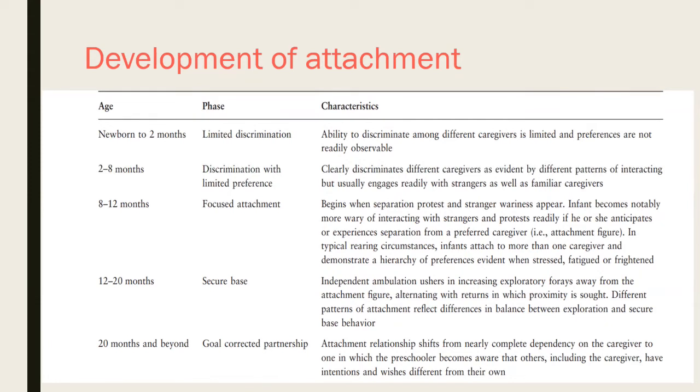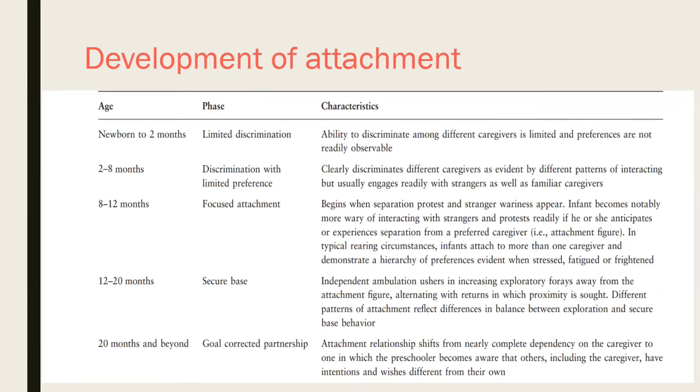Between 8 to 12 months, it is focused attachment, where there begins the separation protest when a stranger appears, and the infant becomes notably more wary of interacting with strangers. Between 12 to 20 months is a secure base, where independent ambulation ushers in increasing exploratory forays away from the attachment figure, but alternating with the return back to the caregiver.